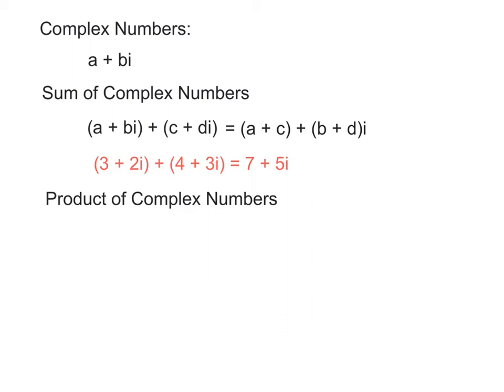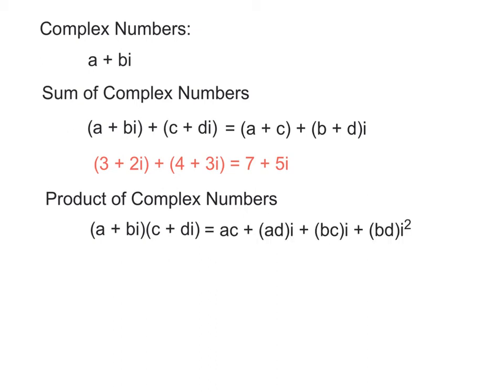So now, what would we do if we were to multiply complex numbers and look for a product? So let's say we had a plus bi times c plus di. Well, in this case, basically you're going to follow the same rules you followed when you did FOILing. Remember, first, outside, inside, last? That's exactly what you're going to do here.